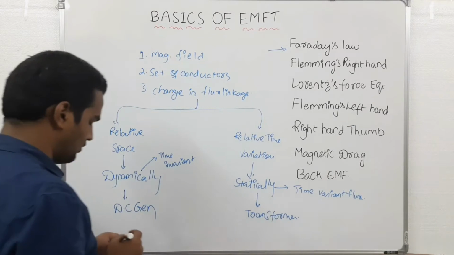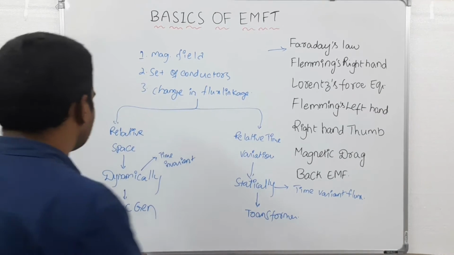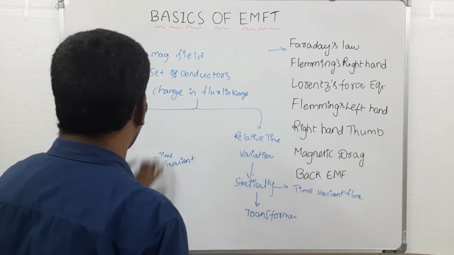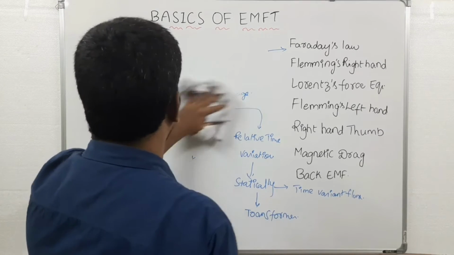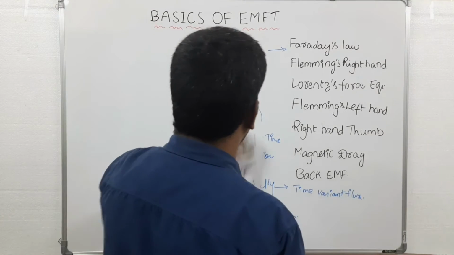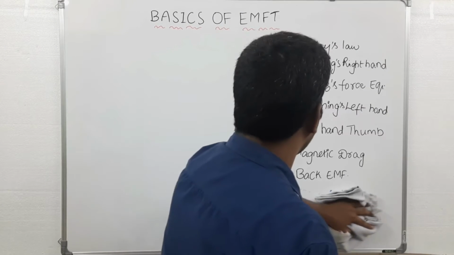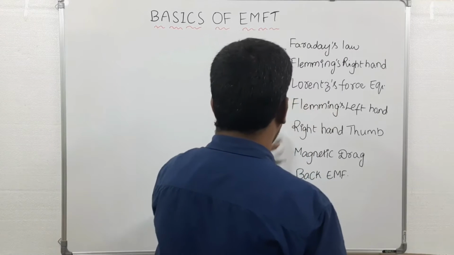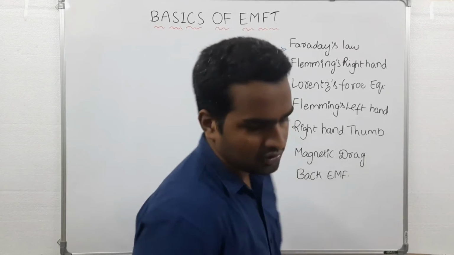So we'll move to Fleming's right hand rule now. Fleming's right hand rule states that if you stretch your thumb, forefinger and middle finger of your right hand mutually perpendicular, then thumb indicates direction of the motion of the conductor, forefinger indicates direction of the flux, and middle finger indicates direction of induced EMF.